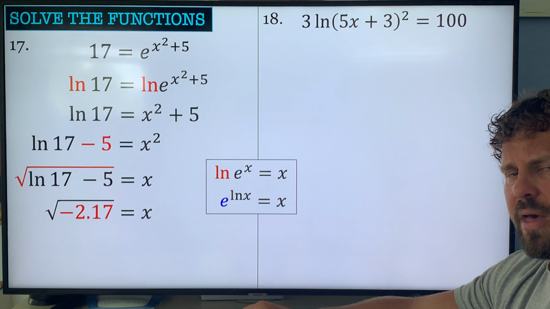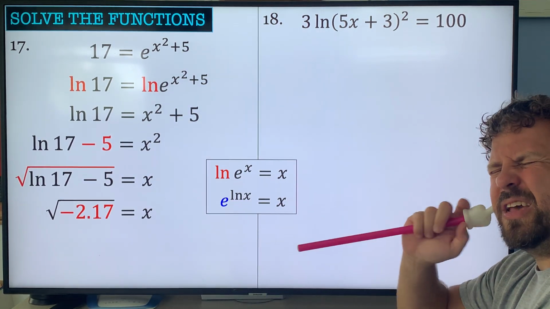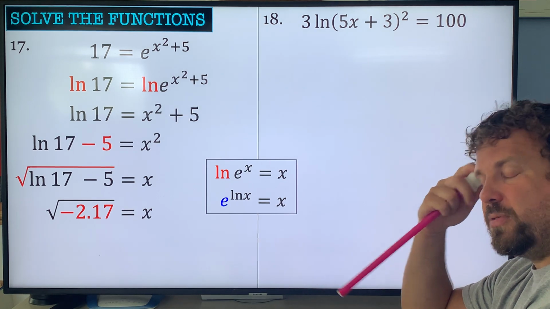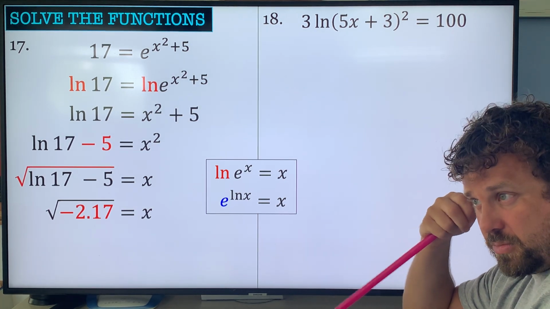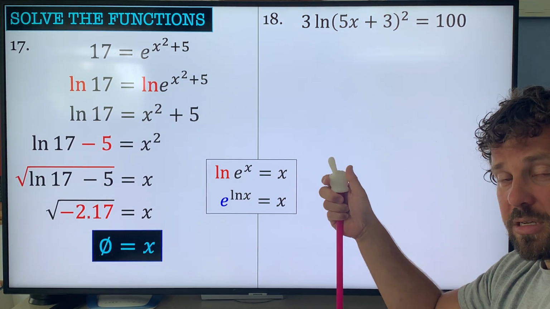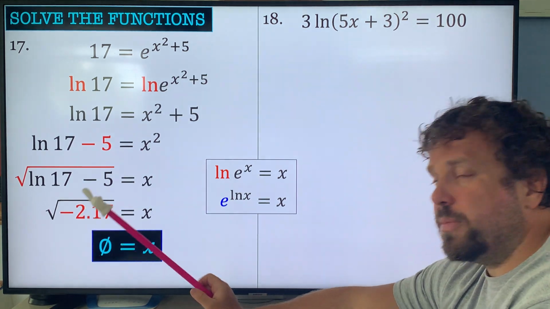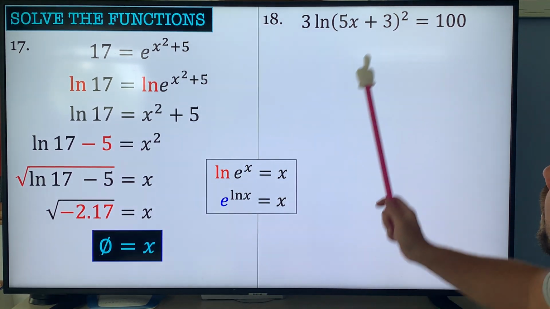Ooh, what's that mean? What happens when you have a radical negative? Remember I said we're not dealing with i's in this class. That's when you get to the higher level calcs. Doesn't exist. It just doesn't exist. Yes, you can get that as an answer. If this was a regular number, you get an answer.